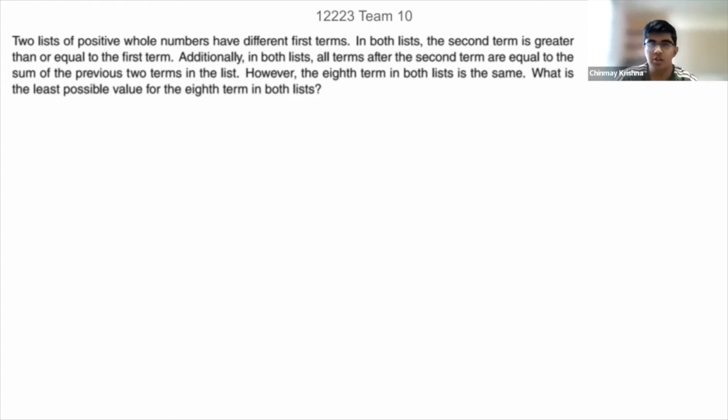Okay, so I'll be going over team number 10. Two lists of positive whole numbers have different first terms. In both lists, the second term is greater than or equal to the first term. And additionally, in both lists, all the terms after the second term are equal to the sum of the previous two terms in the list. However, the eighth term in both lists is the same. What is the least possible value of the eighth term in both lists?